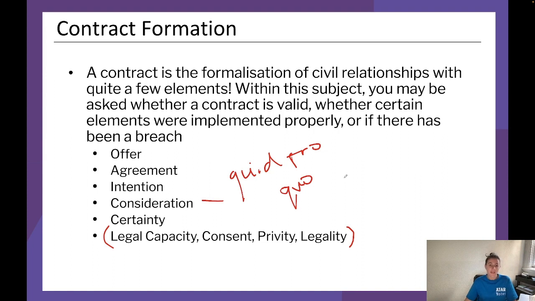This is our terms. This is our subject. Those next 4 little things: legal capacity, consent, privity, legality. Legality is straightforward. You can't make a contract for something illegal. I mean, you can, but it's not going to hold up in a court of law. Or also you might go to jail.